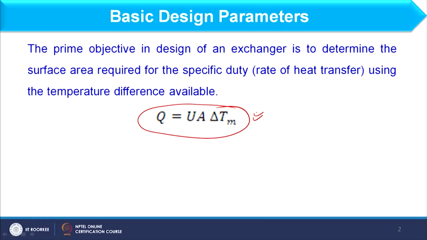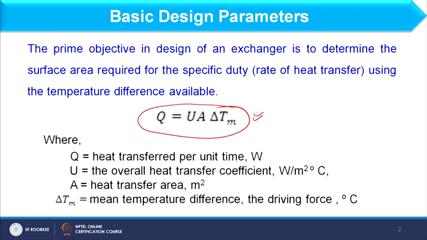Okay. So, as far as the different parameters of this equation Q is equal to UA delta T M are concerned, all parameters you know very well. U is equal to overall heat transfer coefficient, A we consider as the heat transfer area, and delta T M is the mean temperature difference and the driving force available in the heat exchanger. Okay. So, this is the basic design equation.